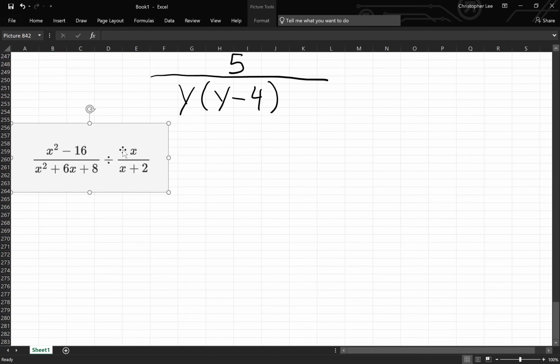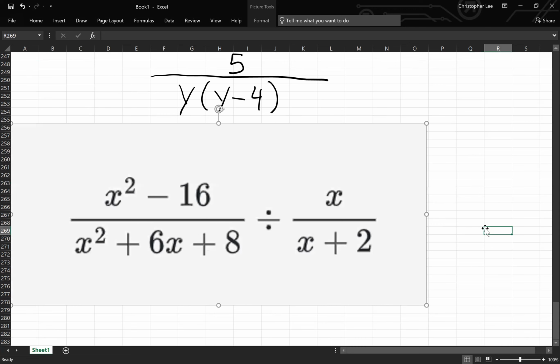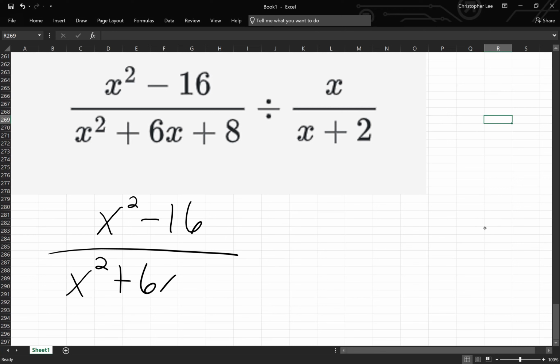How about this one? We're gonna divide rational expressions. How do I do this? Keep, change, flip. So I'm gonna have x squared minus 60, times, very good. Now we factor.